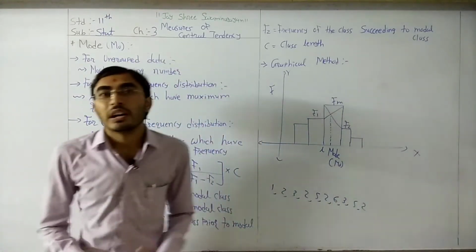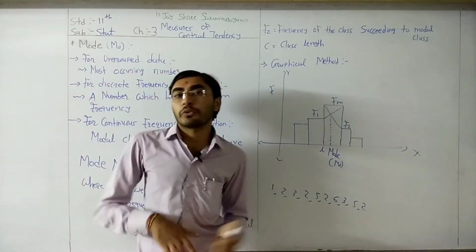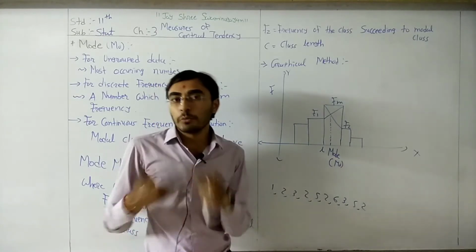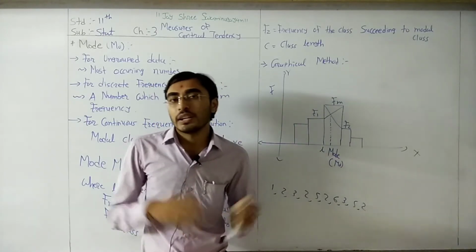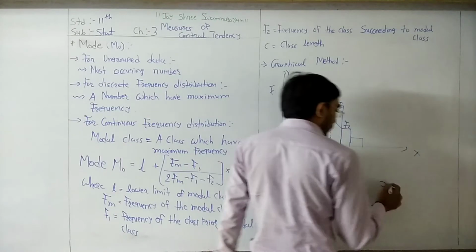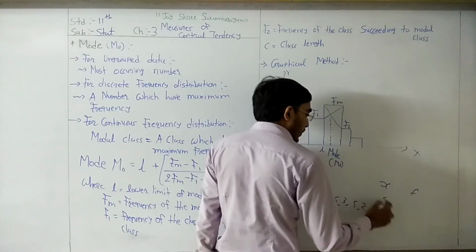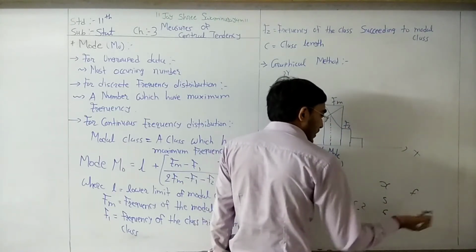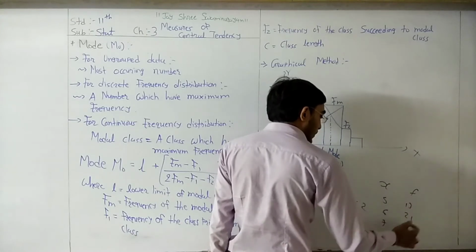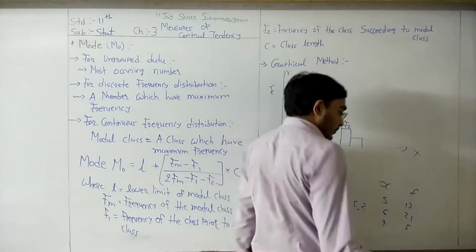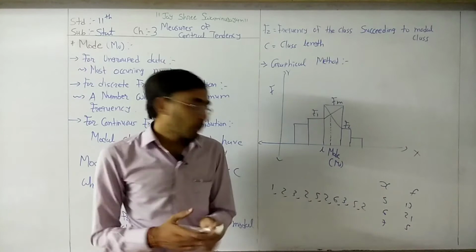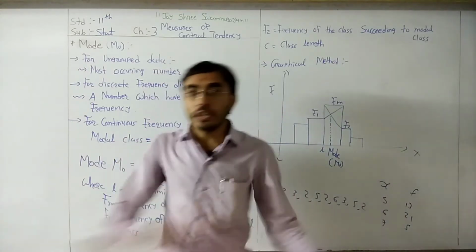Now if we have a discrete frequency distribution, then the number which has the highest frequency is called the mode. Why highest frequency? Because frequency means the number of repetitions, right? That means if we have some data x and f, x is 5, 6, 7, and frequency is 13, 21, 5. Now frequency means what? 6 is repeating 21 times.